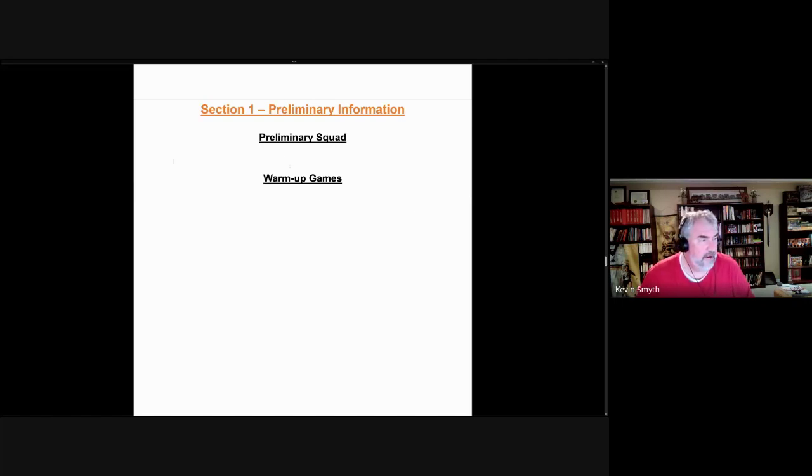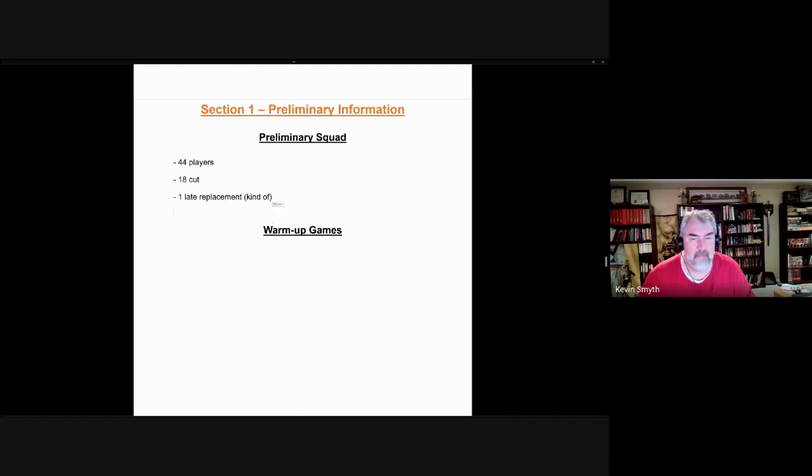So 44 players means that 18 of them have to be cut. And June 15th was actually after their warm-up games. I'm not actually sure if this one replacement they made was before or after the final squad. I suspect it was before because there wasn't a replacement player. So I think this player is counted as one of the 18 players cut from the preliminary squad. Anyway, we will get to that, and let's take a look at their warm-up games.